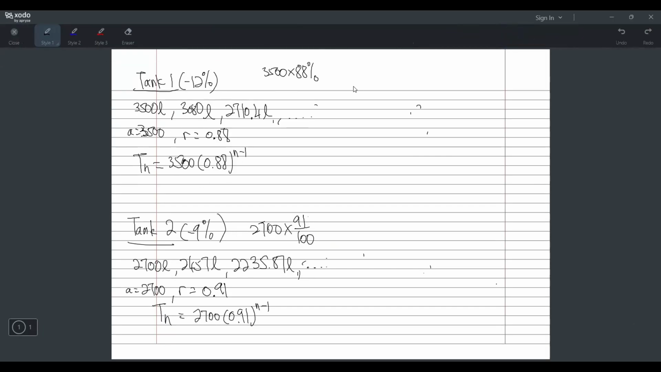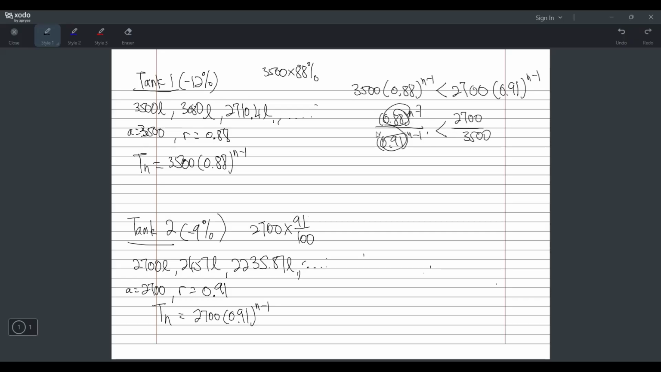So tank 1 is 3,500 times 0.88 power n minus 1, because that's the Tn. You want it to be less than tank 2, right? So you use 2,700 times 0.91 power n minus 1. How will we solve this? I will divide 0.88 power n minus 1 by 0.91 power n minus 1, and for the 2,700, I will divide by 3,500.